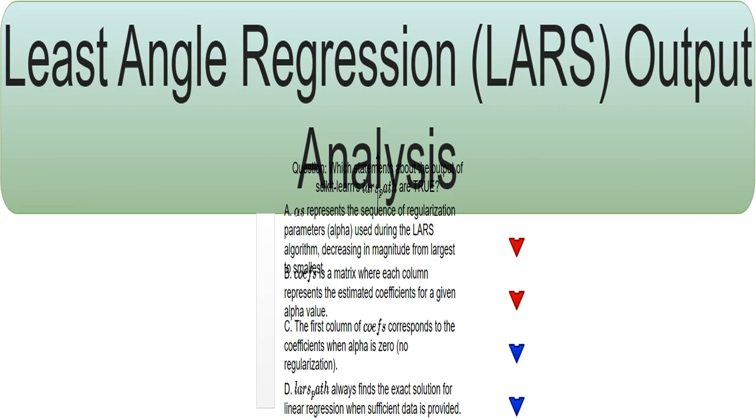Okay, let's dive into least angle regression, LARS. Imagine you're trying to fit a line to a bunch of scattered points. LARS is a clever algorithm that does this step by step, adding variables to your model one at a time. It focuses on the variables most correlated with what's left unexplained by the current model. We'll analyze its output shortly.